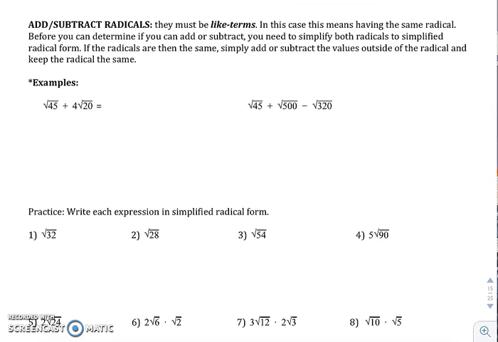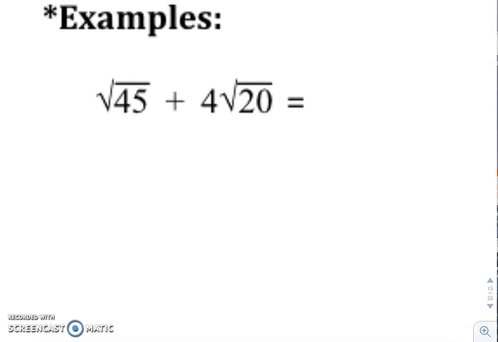So for multiplying and dividing, we do the operation and then simplify. For adding and subtracting, we simplify, then do the operation. And then we should have like terms to be able to add them together. So like right now, this would be 1 square root 45 plus 4 square root 20. Because these are not the same, we can't add them together.